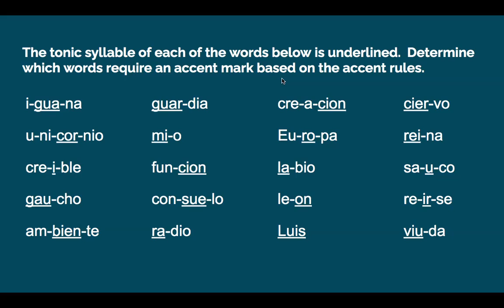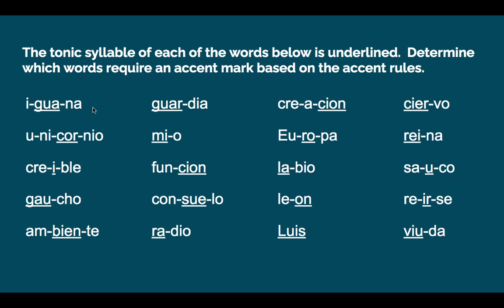Okay, so you have to think about separation of weak vowels from other vowels if that is happening in the word. And you also have to apply the accent rules that you already know for palabras agudas, llanas, esdrújulas, and sobreesdrújulas. Let's do a few of them together. We'll do the first row together, and then you can try the rest on your own.